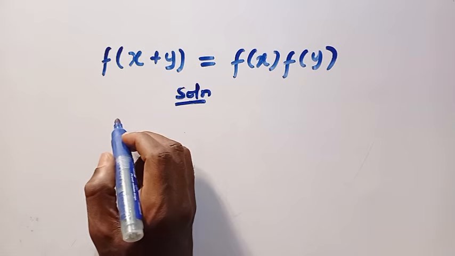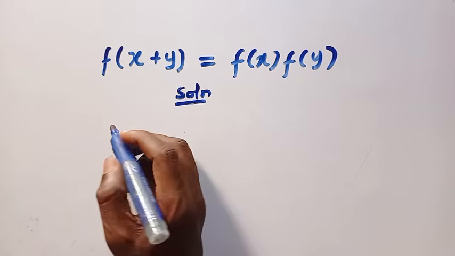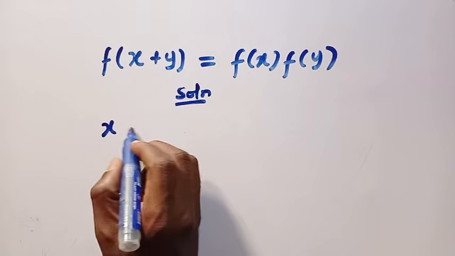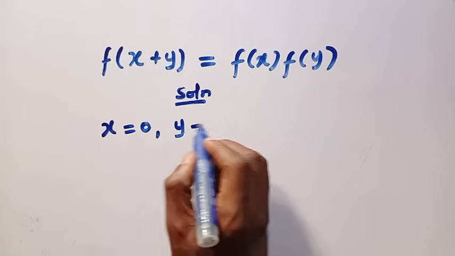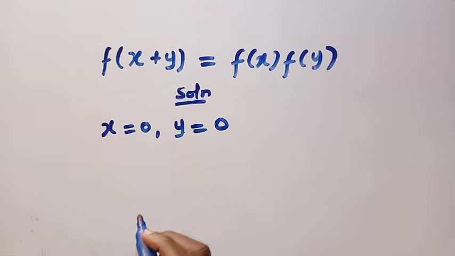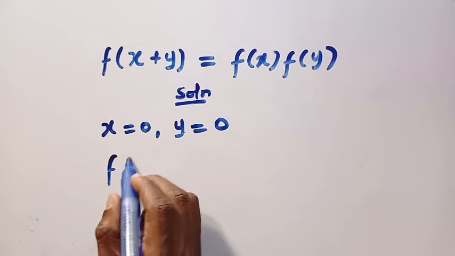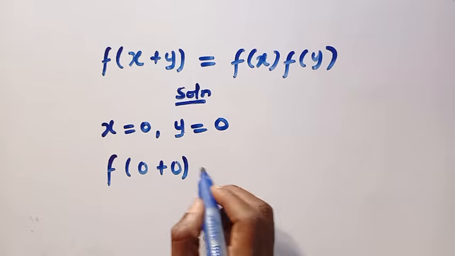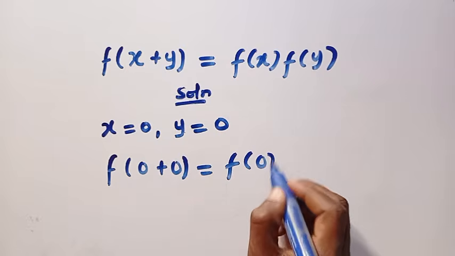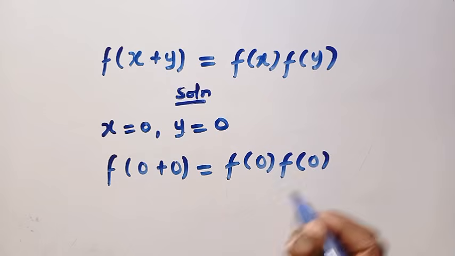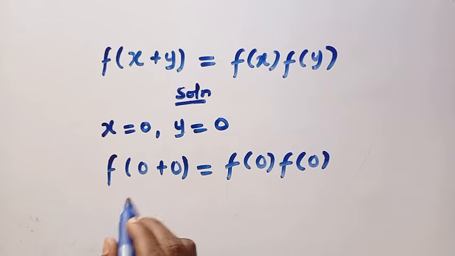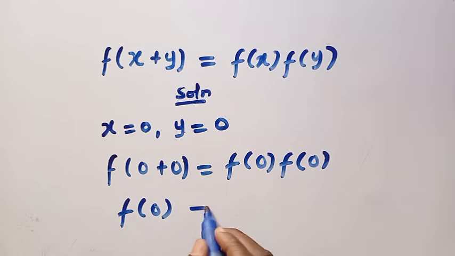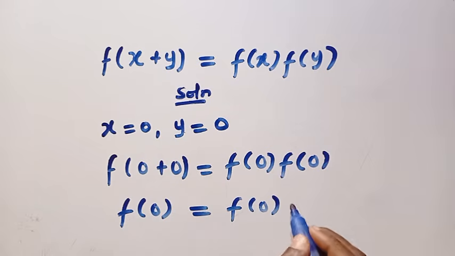And suppose I want to find f of 0 first. So what I will do is set x equals 0 and y equals 0. This is a very simple equation which I will be solving step by step. So x becomes 0, and we have 0 plus 0 equals f of 0 multiplied by f of 0, since x and y equal 0. Then 0 plus 0 gives us 0, which equals f of 0 multiplied by f of 0.